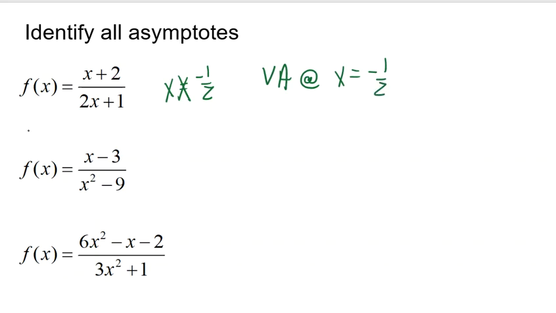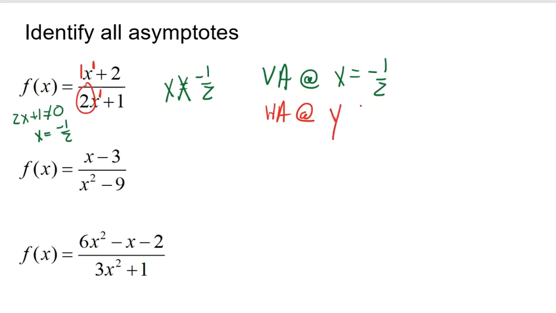Now, if you're like, how did you get negative 1/2? All you got to do is take the denominator, set it equal to 0, even though you're not allowed to equal 0, but solve anyway. Subtract the 1, divide by 2, you get negative 1/2. Now I have to look at the degrees to find the horizontal asymptote. The degree of the numerator is 1. The degree of the denominator is 1. They're tied. So there is a horizontal asymptote at, look at the leading coefficients, 1 divided by 2.